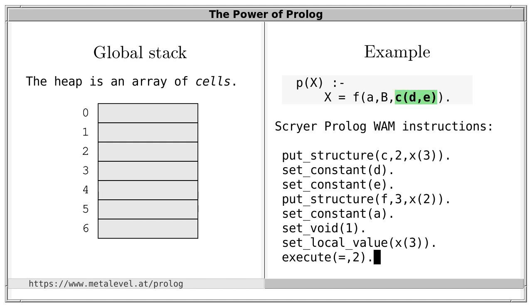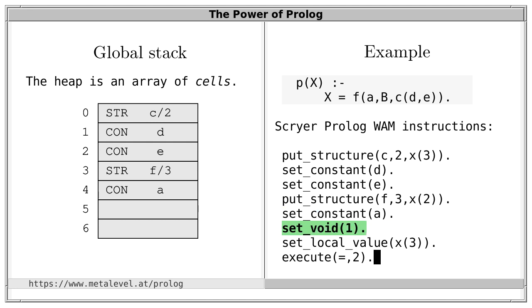And also, the overall logic is different, because at least currently, so that may of course change in the future, Prolog constructs the term in a different way on the heap, namely starting with the innermost compound term, C of D and E. So it first puts this structure on the heap, C with two arguments, D and E, and only then it constructs the outer term, where we have the structure F with three arguments.